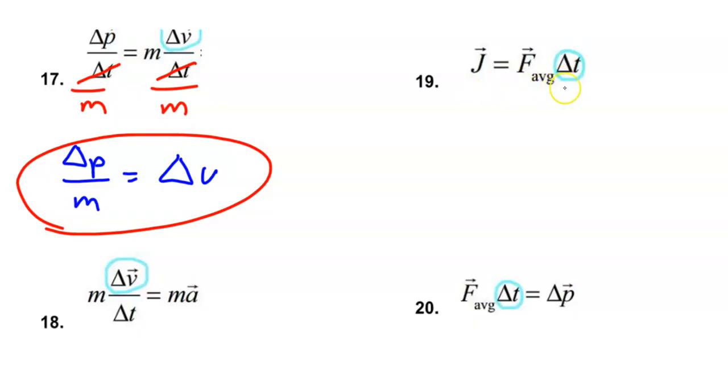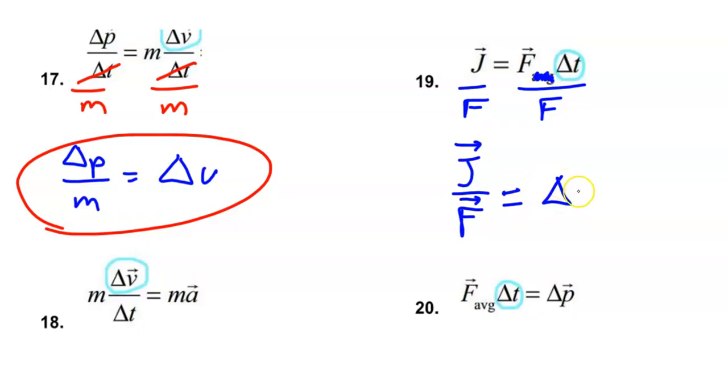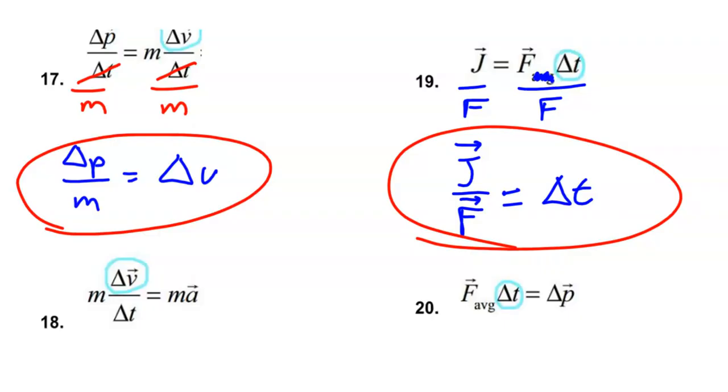Okay, solving for delta t, divide both sides by f. I'm just going to scribble out the average there and not worry about that. All right, and so you're going to end up with J, which is impulse. We'll learn about that later. Divided by force, which is a vector quantity we are aware of. And that equals delta t. Okay. And again, if you don't bring the arrows along, that's fine. I'm not stressing about that.